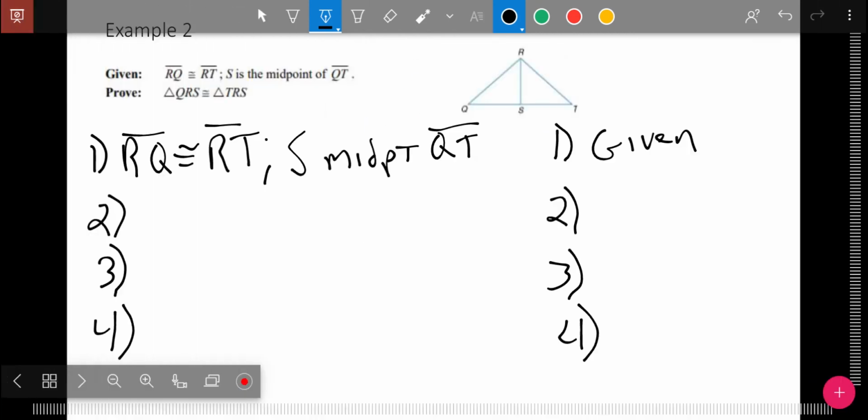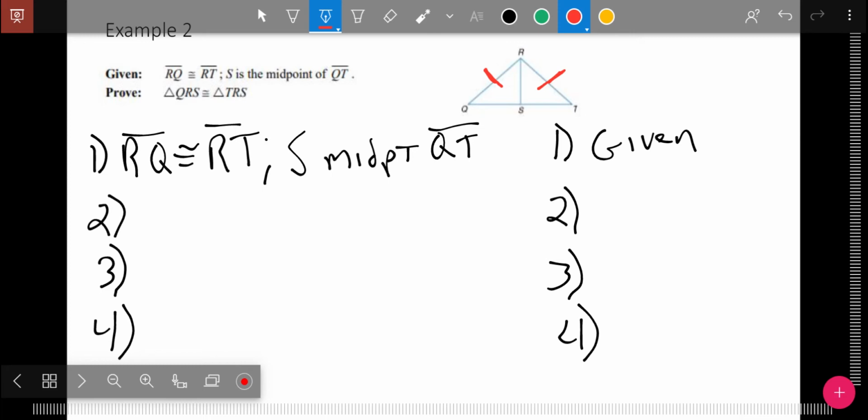Let's look at another one. Again, proof. Again, start with the given. What is the given here? Segment RQ is congruent to segment RT. S is the midpoint of segment QT. First, let's mark what they told us is congruent. RQ is congruent to RT. So they already told us that.